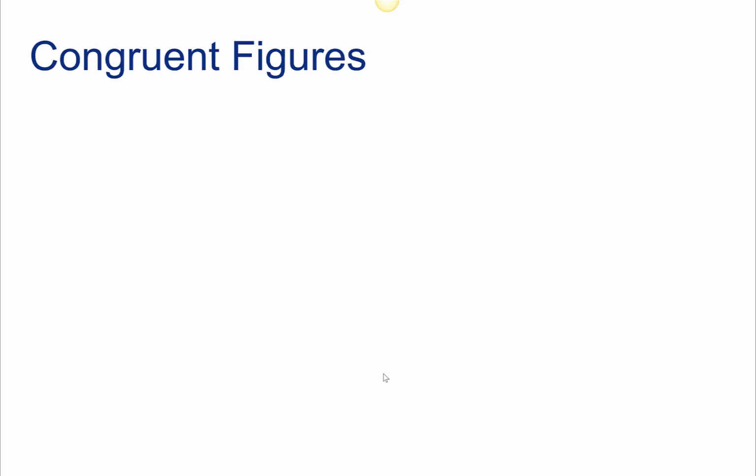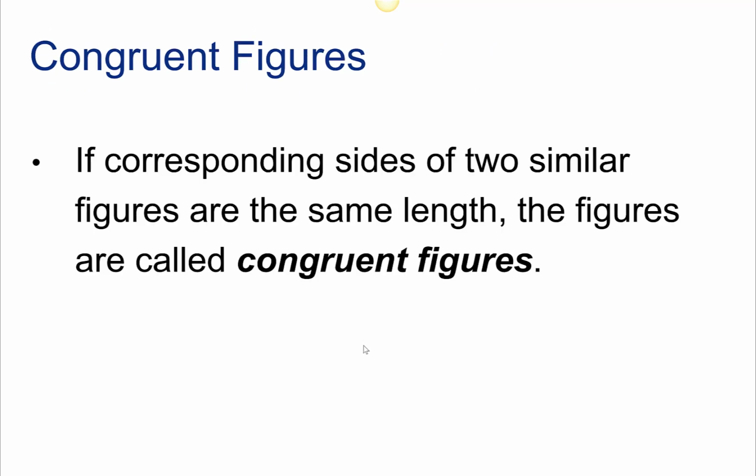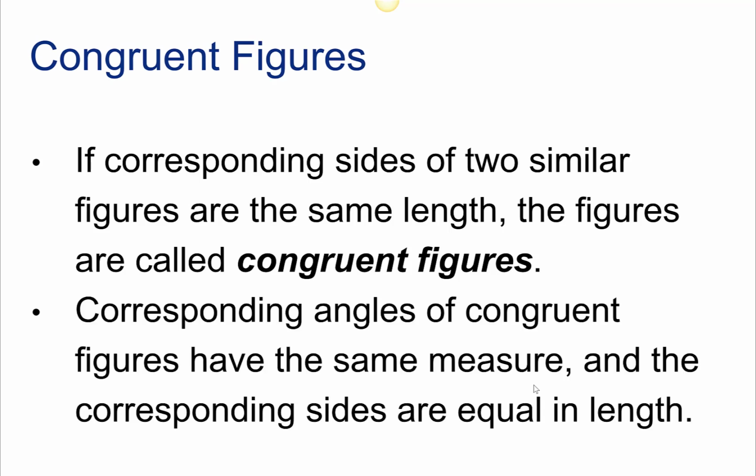Congruent figures: if the corresponding sides have the same length, then the figures are called congruent, and their corresponding angles also have the same measure. So congruent figures are a subset of similar figures.